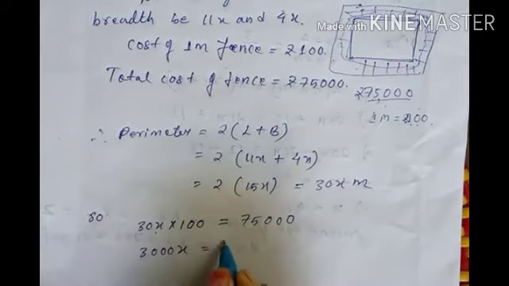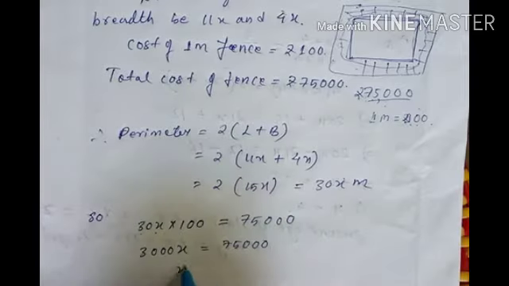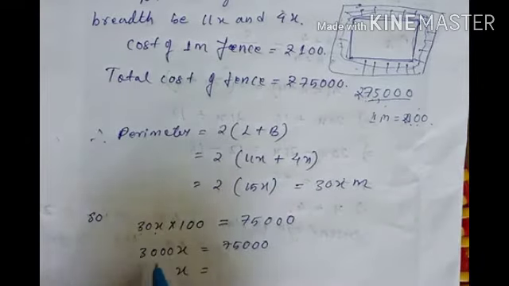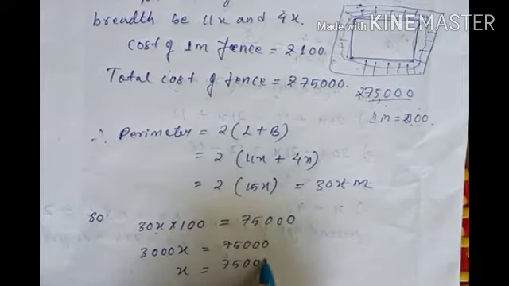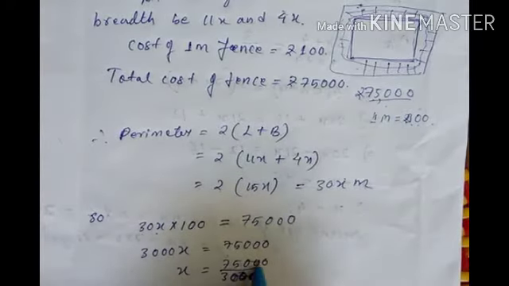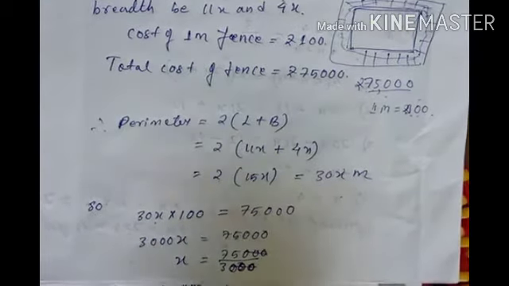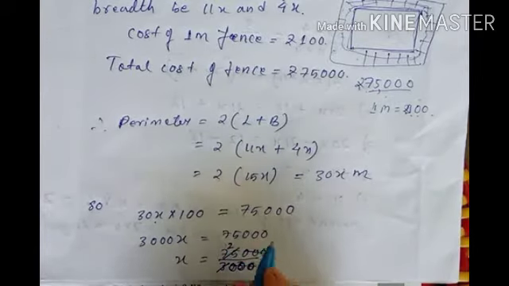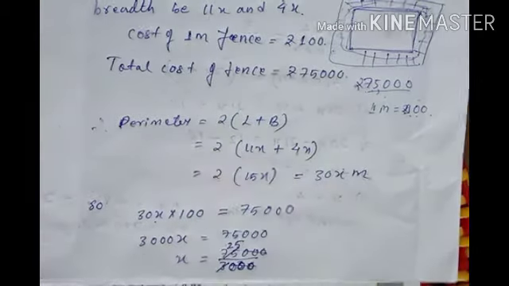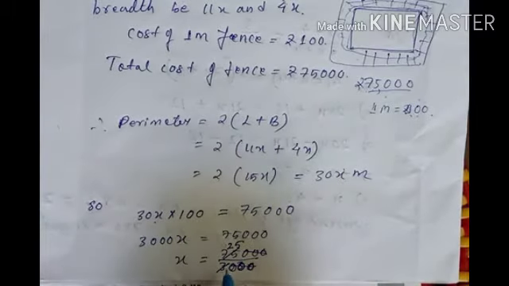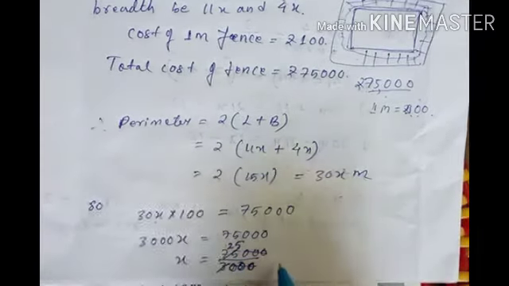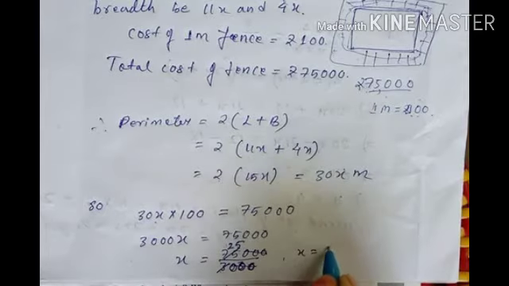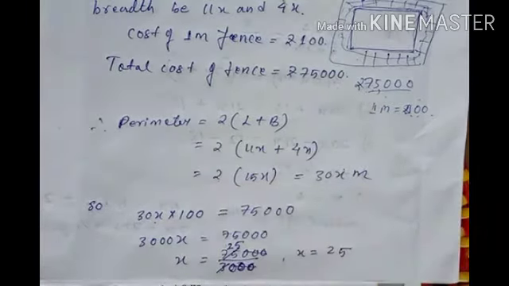Now 100 into 30, how much you will get? 3,000. 3,000x equal to 75,000. Now x equal to, what you will do, this 3,000 you will divide 75,000 with. 3,000 divided by 3,000, isn't it? Now 3x will get cancelled, and 3 what times will make 75? 25 times. If you will divide 75 with 3, you will get 25. Therefore x equal to 25.